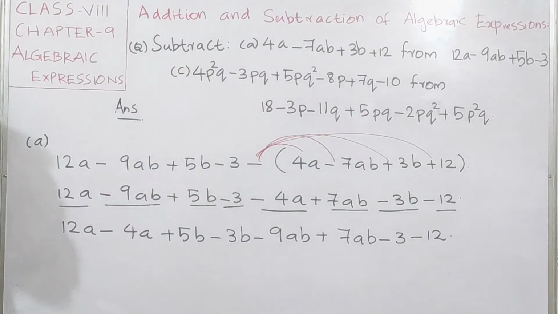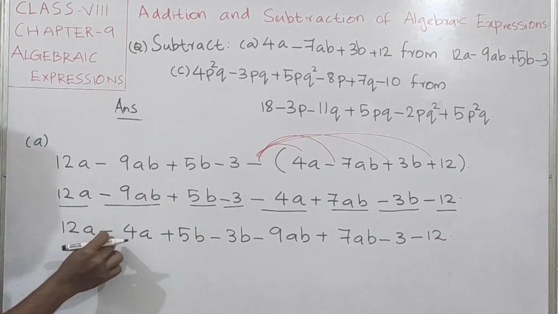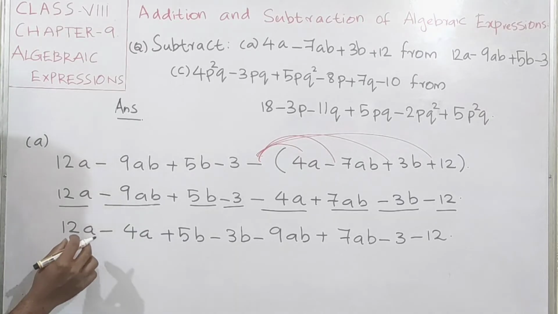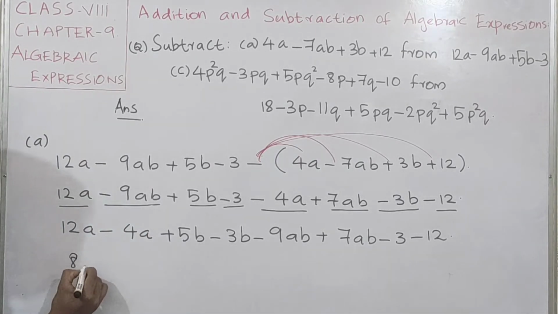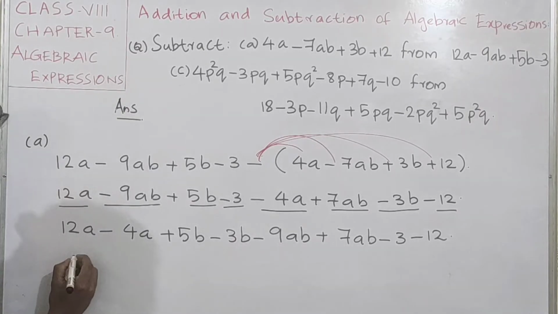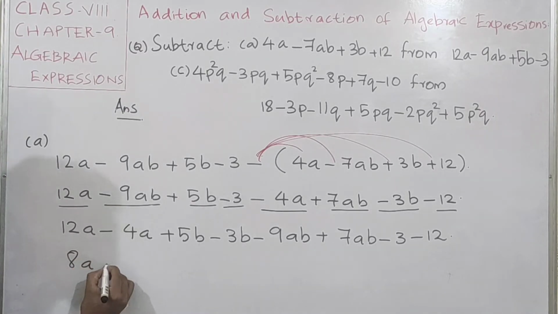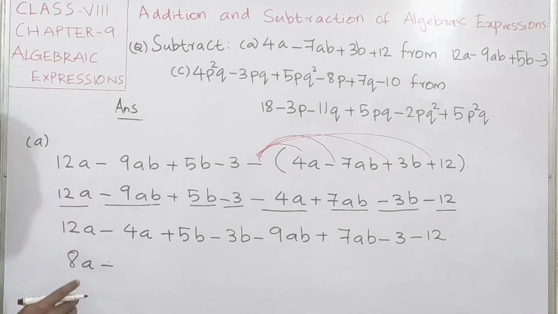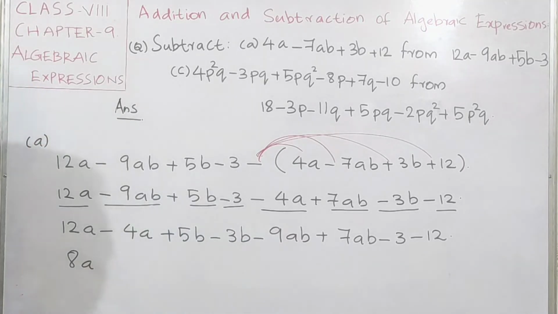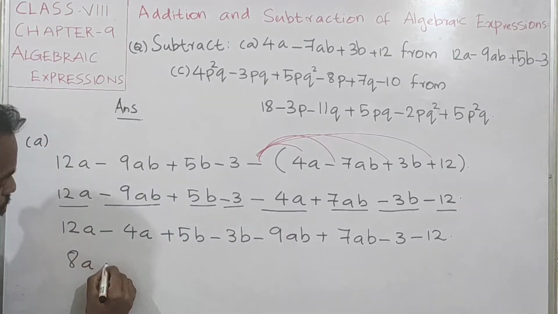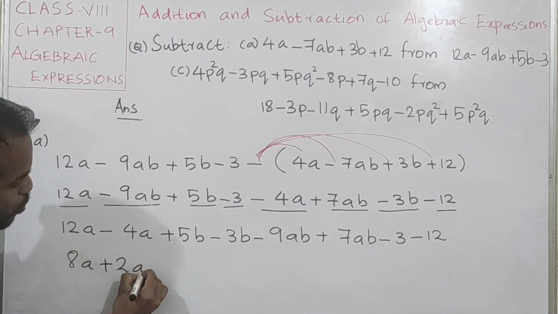Now it's all about solving that one. 12a minus 4a. 12 apples minus 4 apples. How many apples? 8 apples. So the answer is 8a. Then we don't have the provision to put the symbol right now unless we do this one. The next one is 5b minus 3b. 5 apples minus 3 apples. How many apples? Plus 2 apples. So I will write plus 2a.